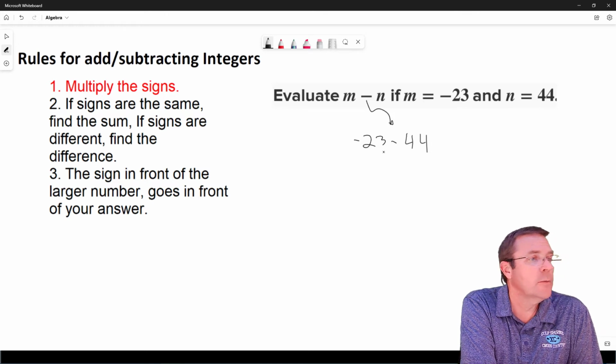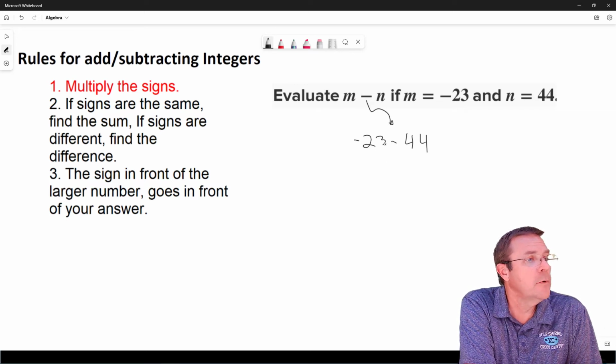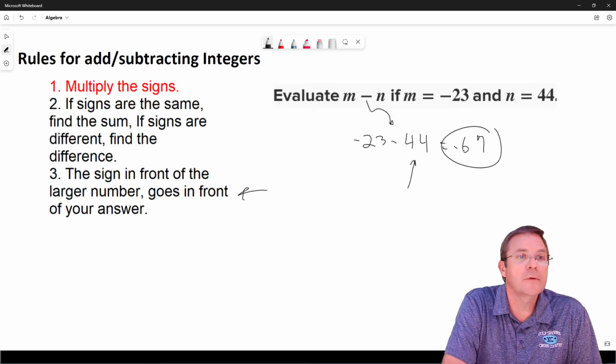Instead, we're going to go to step 2, which says in this case signs are the same, so we're going to find the sum. The sum of 23 and 44 is going to be 67, and 44 is your larger number. Go to step 3: the sign in front of the larger number goes in front of your answer. Negative 67 is going to be your answer.